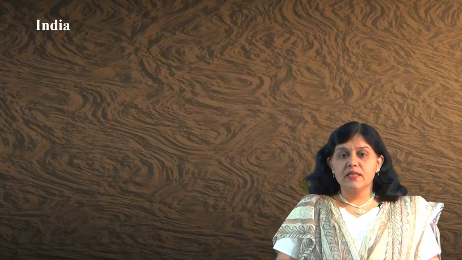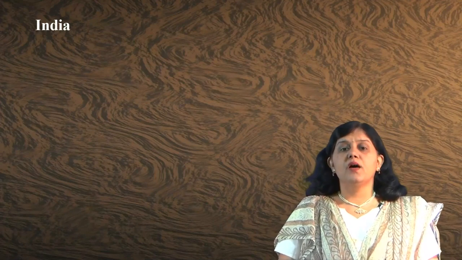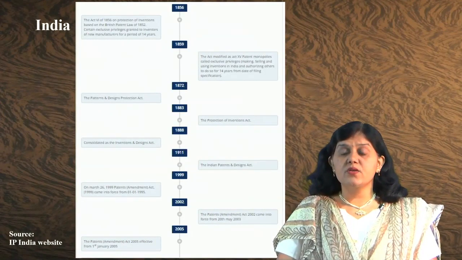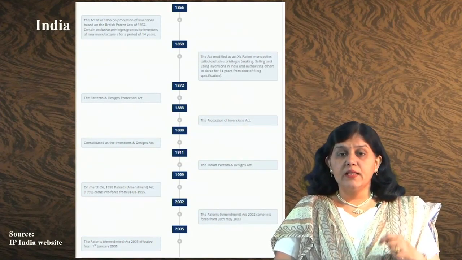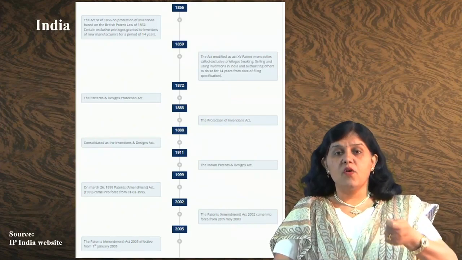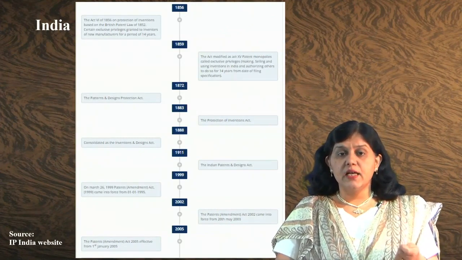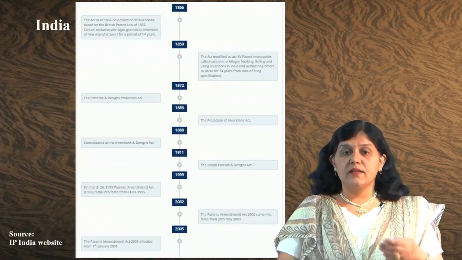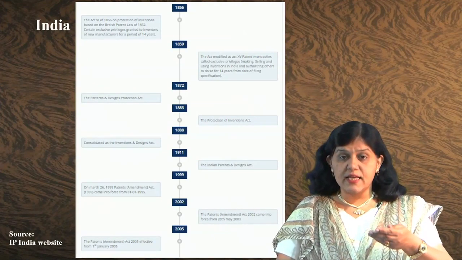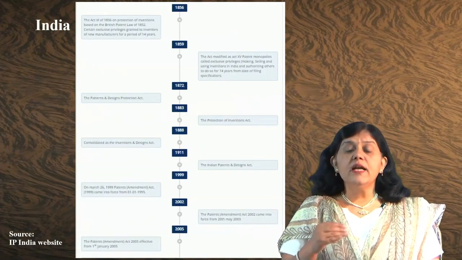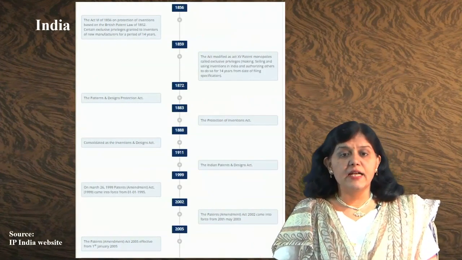It was applied with subsequent amendments, and if you see this history here, you can see how it has evolved. In 1856 it was based on British patent law, then it evolved in 1883 as the Protection of Inventions Act. In 1888 it was the Inventions and Designs Act. Then in 1911 the title was the Indian Patent and Designs Act 1911.